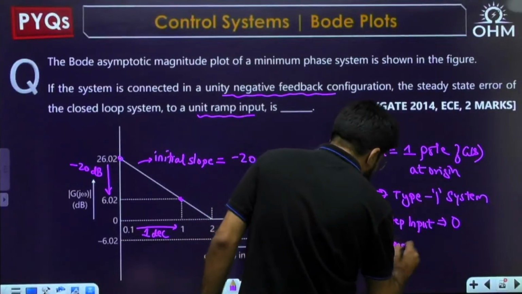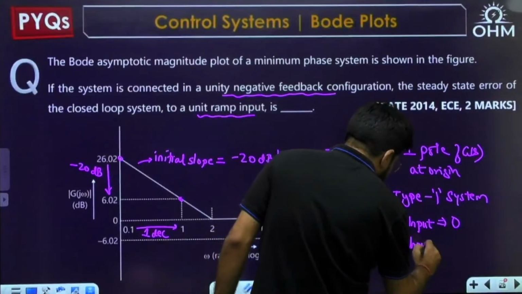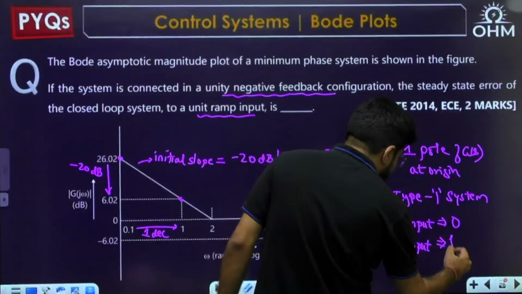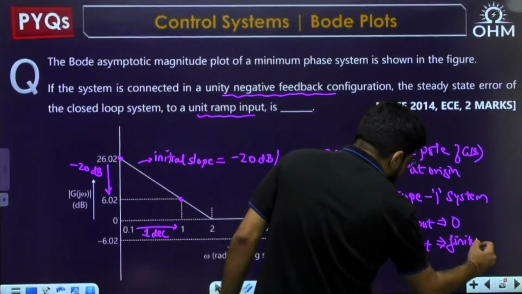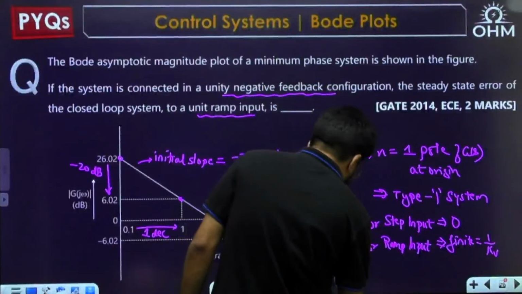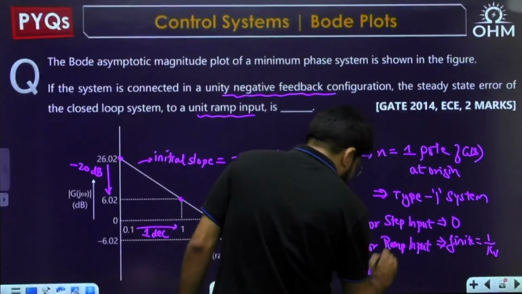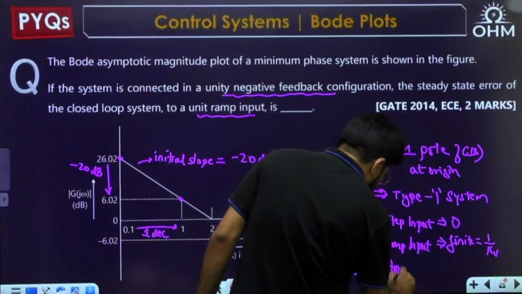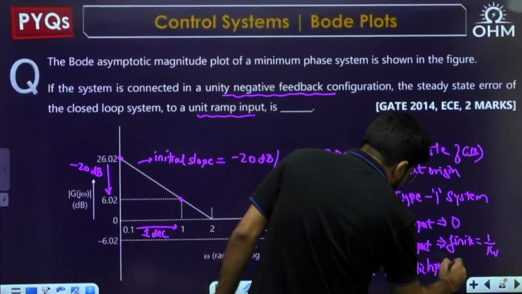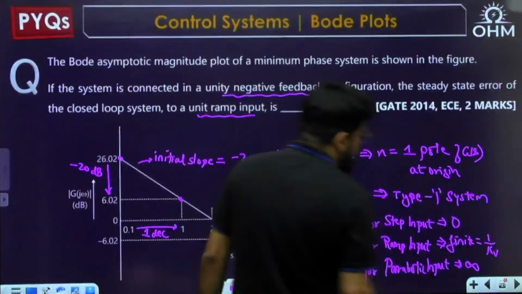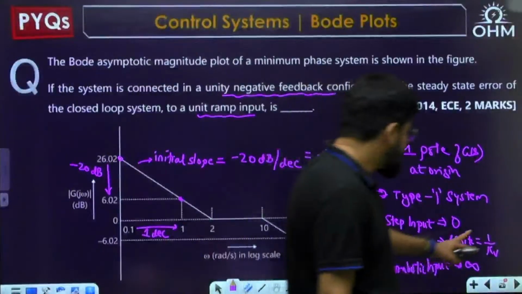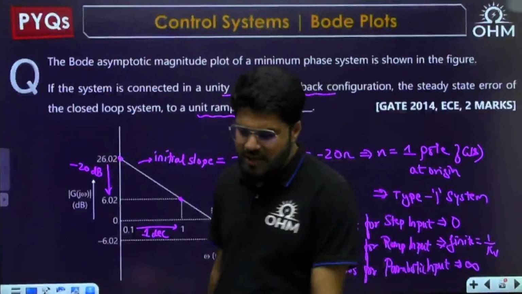We have done all this analysis in the error class. Steady state error for ramp input will be finite. How much finite? Given by 1 upon kV. And steady state error for parabolic input, the higher order input, is infinite. The question is only on ramp, but just revising it. So here the question is to find the steady state error for ramp input, which is actually 1 upon kV.